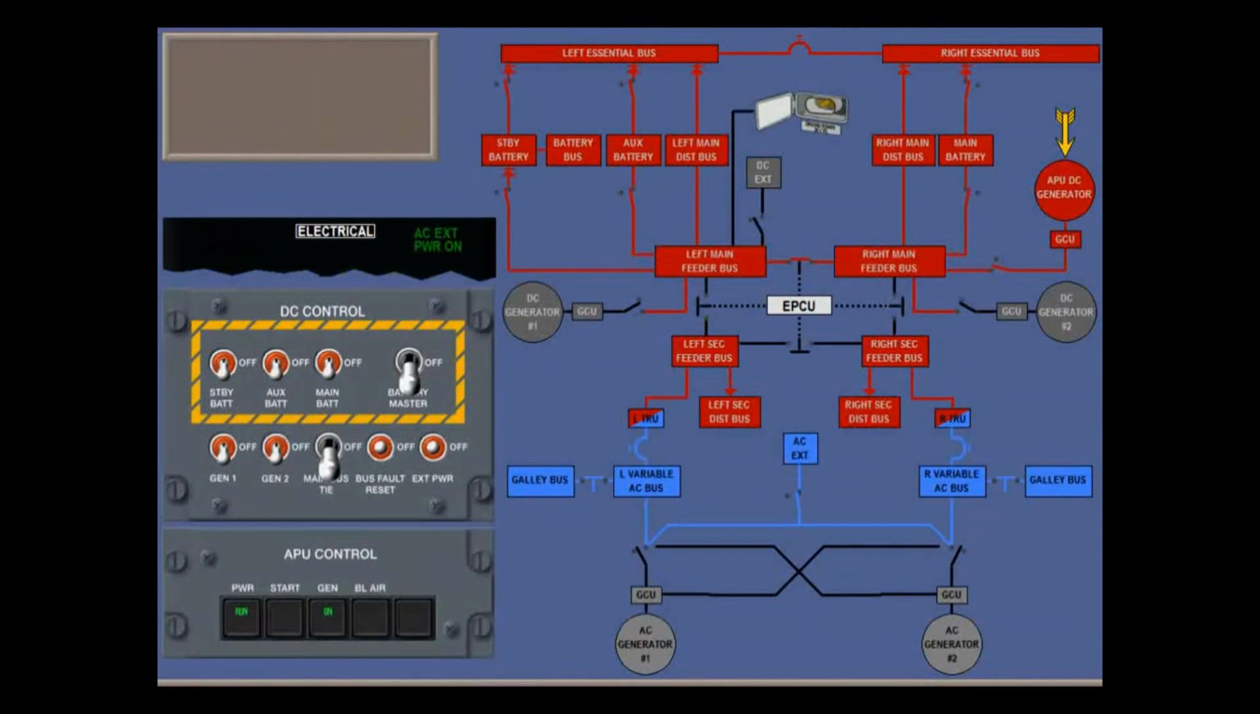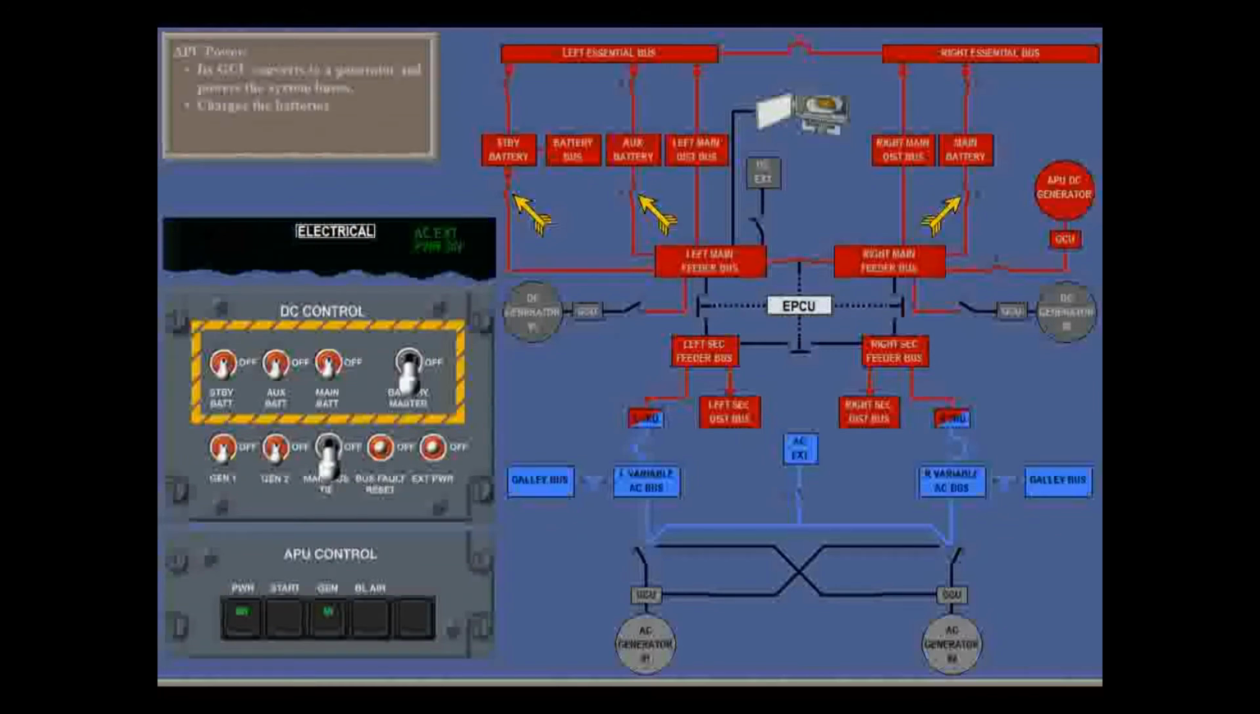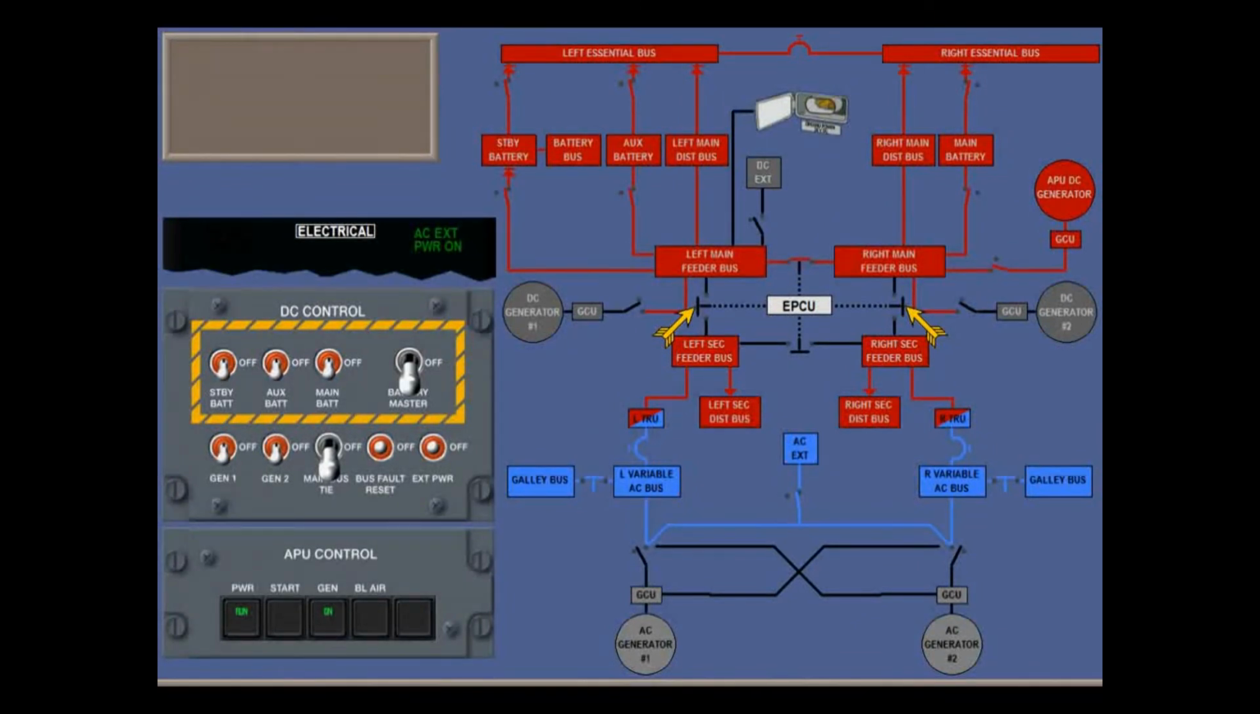After an APU start from batteries, the APU GCU converts to a generator powering the DC system buses and charges the three batteries. The EPCU opens the vertical bus ties because APU DC power has priority over TRU DC power, keeps the main bus tie closed so that the APU can feed both sides of the DC system, but keeps the secondary bus tie open.